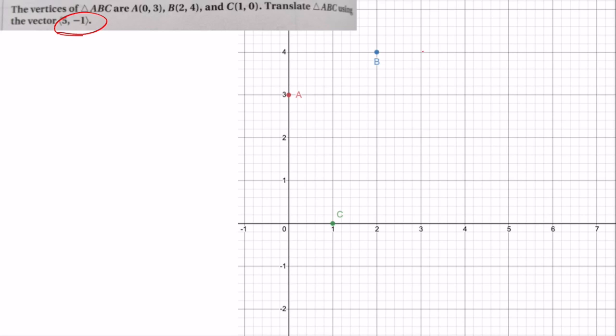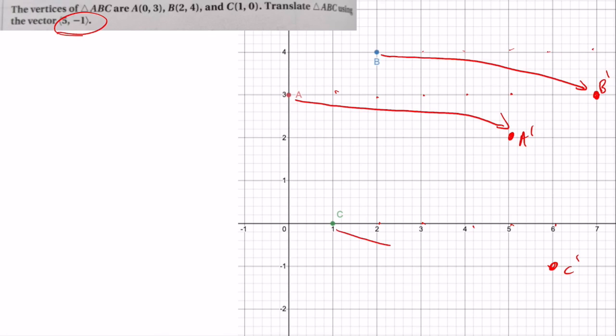So for B, I go 1, 2, 3, 4, 5 to the right, 1 down. And our image we call B prime. A, same thing, 1, 2, 3, 4, 5 over, 1 down. And I get A prime. C, 1, 2, 3, 4, 5, 1 down, and that is C prime. And two things. One, the vector movement for each one was 5 over, 1 down, right? That path is the same for each point.